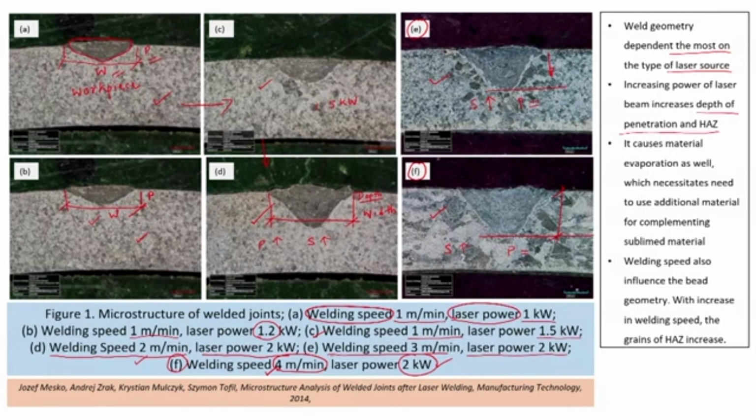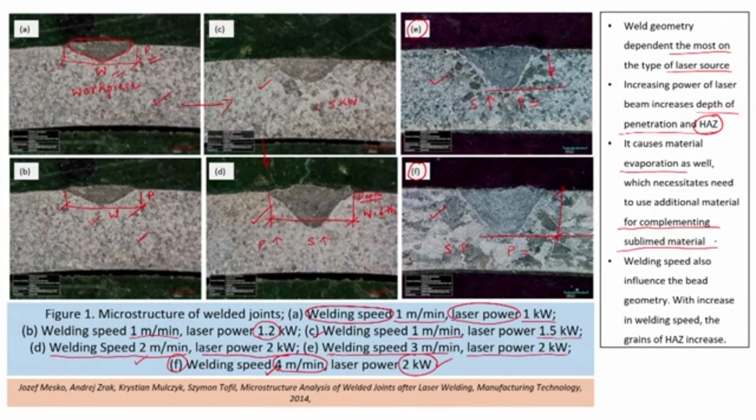So, the depth of penetration is increasing because we are inputting more power, but there is a byproduct of this increase in depth, that we are increasing the heat affected zone. When there is more heat affected zone, that is probably not desired because of degradation of material properties in the heat affected zone. When we increase the power, the evaporation will also increase, which necessitates additional material to complement the supplied material.